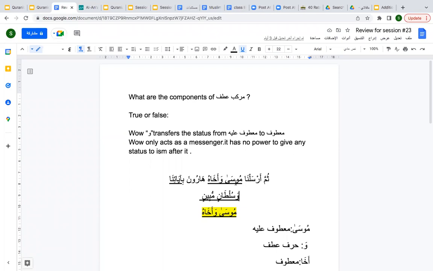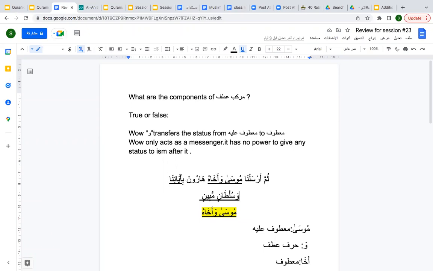It's nasb in status, because my fragment is such that I know that waw did the job of transferring the status from here to here. No, Musa is nasb in status because it is not ahu, right? If it was ahu, then it would have been raf in status. But since it is akhahu, so Musa is nasb in status. My word is nasb in status. I hope this is clear.